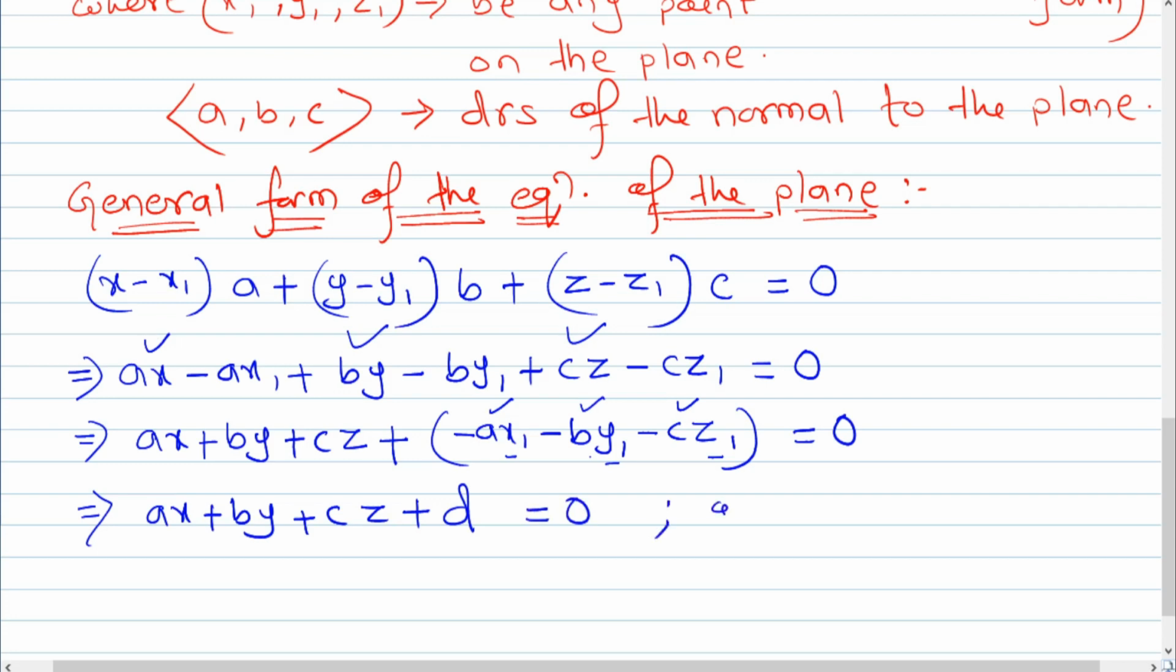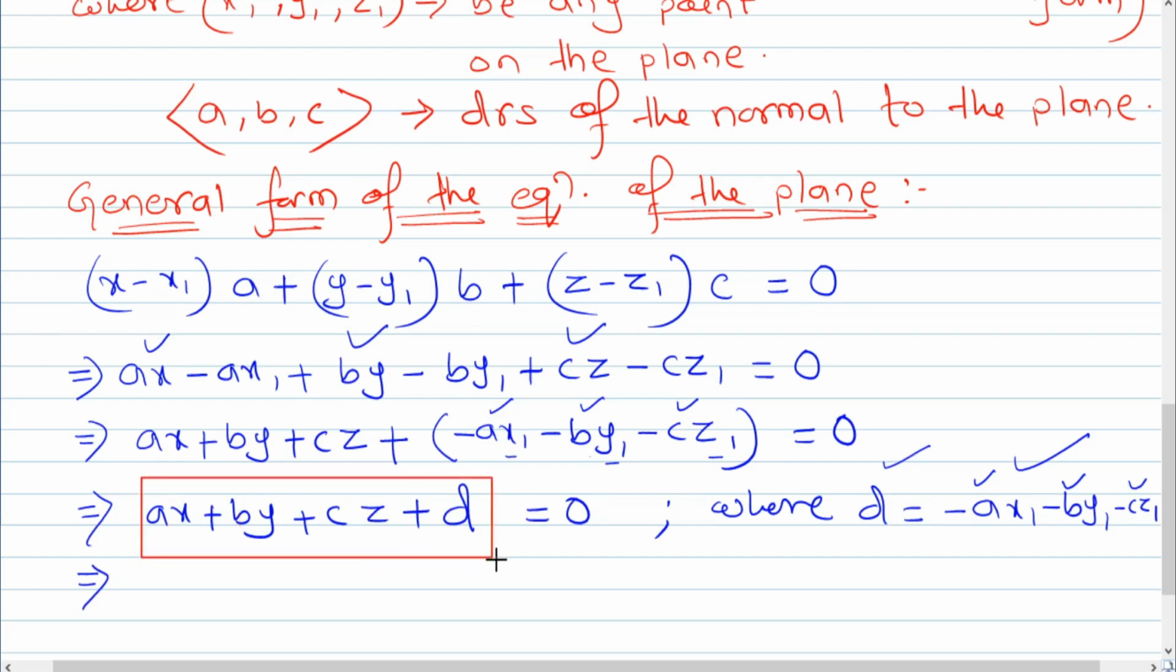where d is equal to minus ax1 minus by1 minus cz1. These are all totally constant, since a, b, c, the DRS of the normal, and x1, y1, z1, the coordinates of a point, are numerical values. So the total is a numerical value, that is a constant. So now we will replace that numerical value by d, that is a constant. So this is the general equation of the plane.